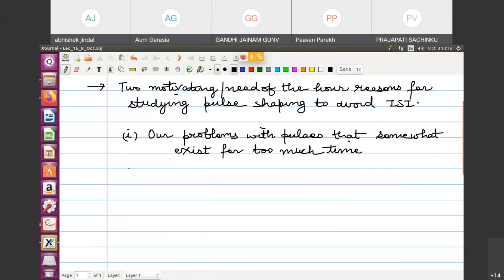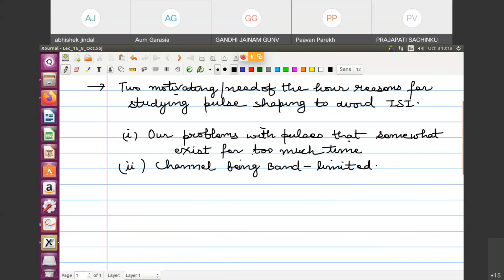The second problem or the second issue is the channel being band limited. So these are the two major factors which dictate or force us to consider pulse shaping as one of the study points. And that is what Nyquist did, and we studied what he did.